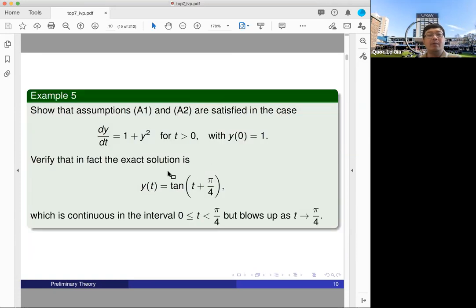So a simple example. Suppose I have dy over dt equal 1 plus y squared, and y0 equal 1. The exact solution of this one will be tan of t plus pi over 4. So how do you find that solution? How do you verify that the exact solution is this?